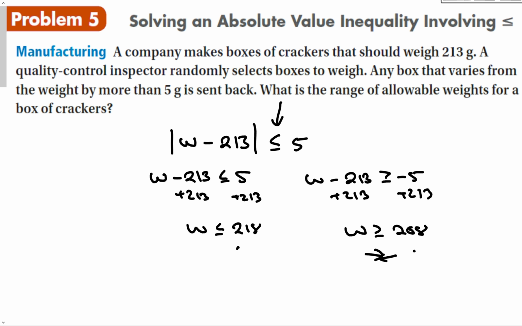Okay? Just be sure not to make the mistake of just adding 213 to each side of the expression. You have to separate it into two expressions first. You cannot do any operation that's inside the absolute value. You have to save that until we split it up into two separate equations.